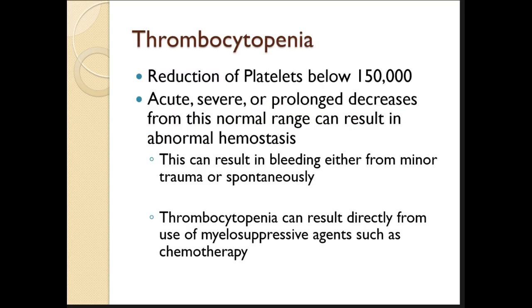When we look at thrombocytopenia, this is a reduction of the platelets below 150,000 for your patient. Acute, severe, or prolonged decreases from this normal range can result in abnormal hemostasis that can manifest into bleeding from minor trauma or actually spontaneous bleeding without injury.